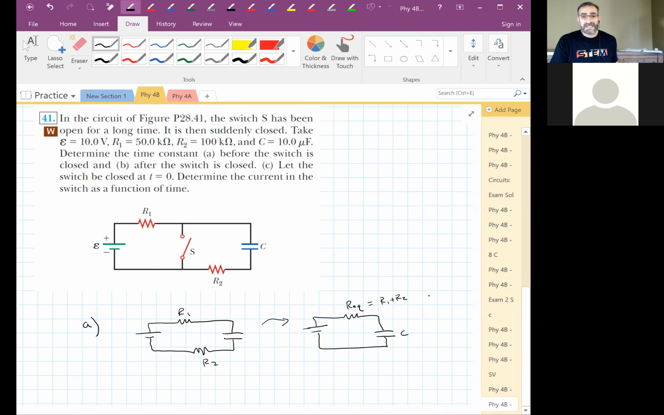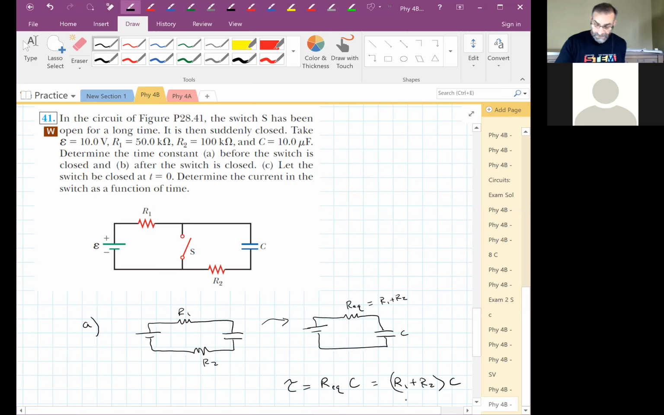Because these are all in series together, we can just treat R1 and R2 as series components in this circuit. And our equivalent resistance is just R1 plus R2. So what's our time constant? Okay. Now we close the switch. What happens?